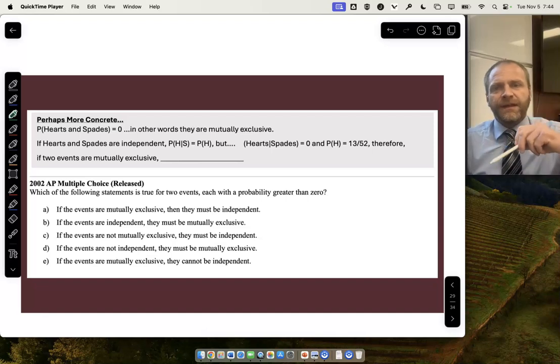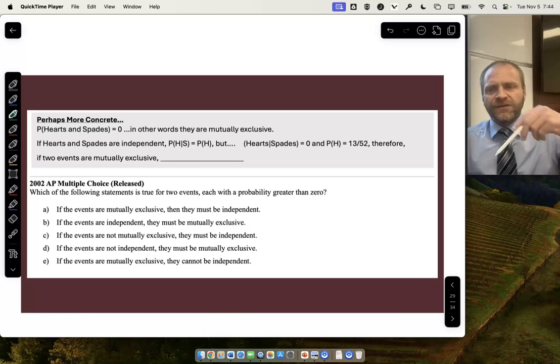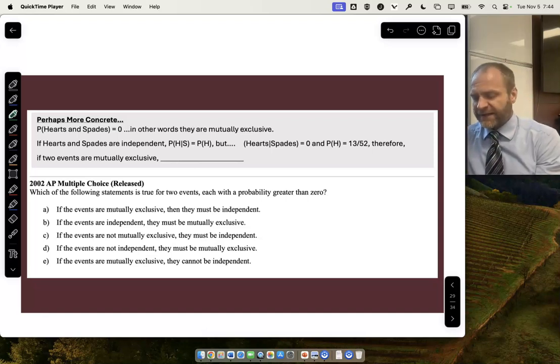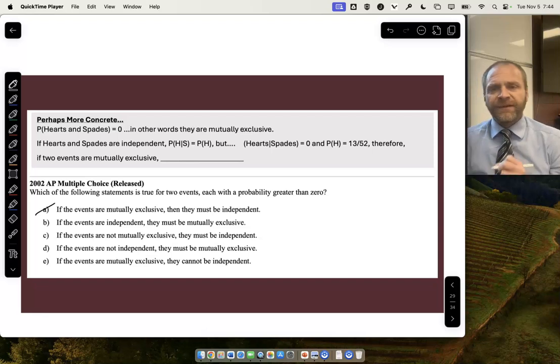And it was a really big thing. It's one of the released questions from the 2002 AP exam. It says, which of the following statements is true for two events? If events are mutually exclusive, they are independent, and that is wrong. They do not mean the same thing. If they are independent, they must be mutually exclusive. Again, they don't mean the same thing. If the events are not mutually exclusive, they must be independent. That's interesting. If the events are not independent, they must be mutually exclusive. If events are mutually exclusive, they cannot be independent.